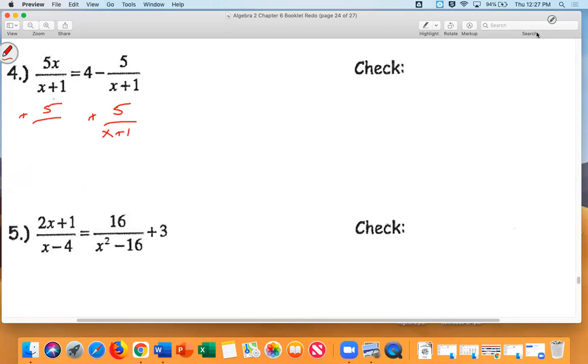Now, even though the numerators I can't really do anything with, it's still helpful to have everything with the same denominator together. So that's 5x plus 5 over x plus 1 equals 4 over 1. Why would I put it over 1? Hey, cross multiply and divide, right? Might help me out.